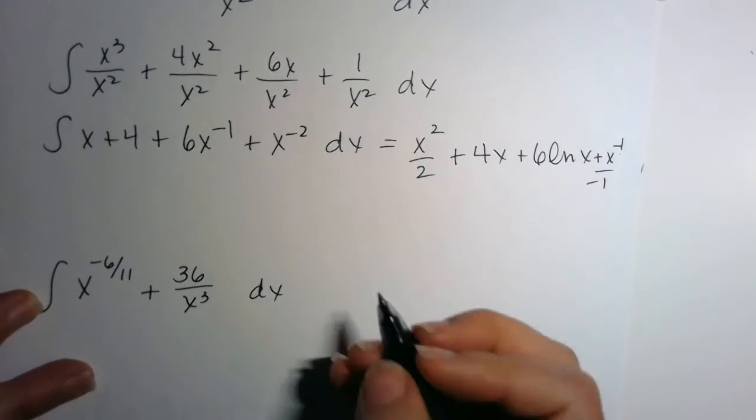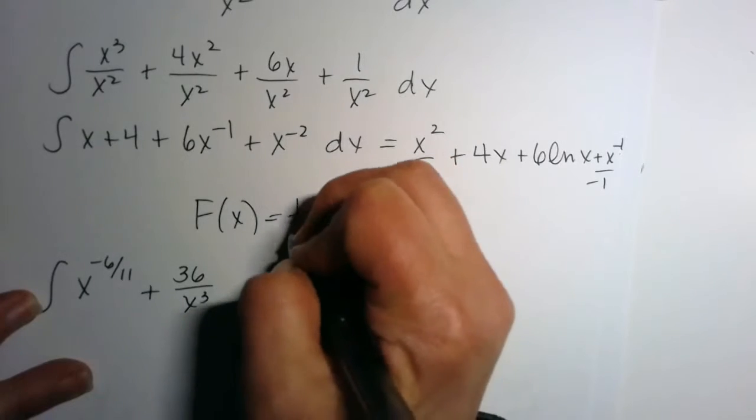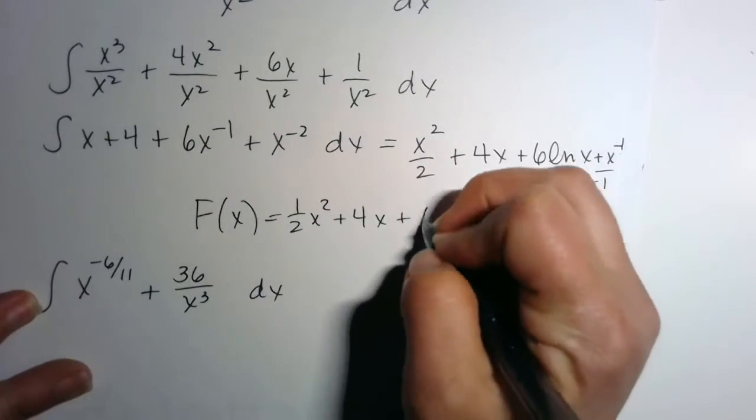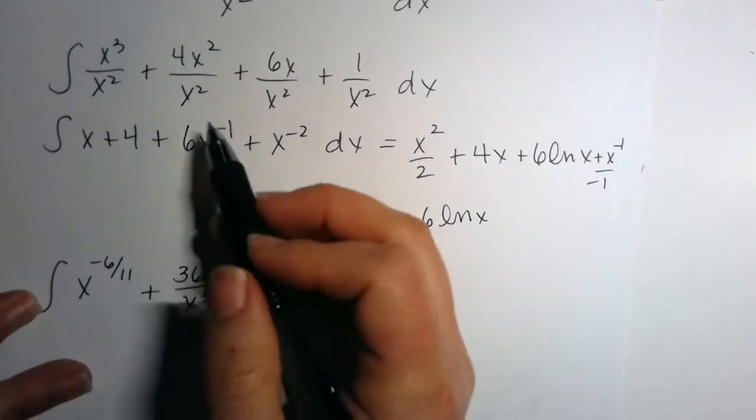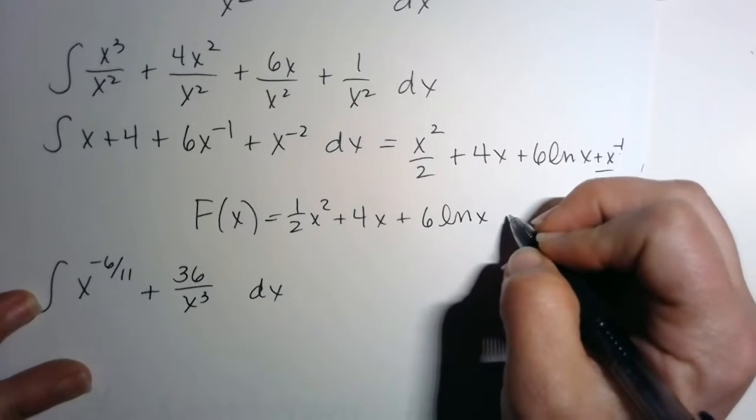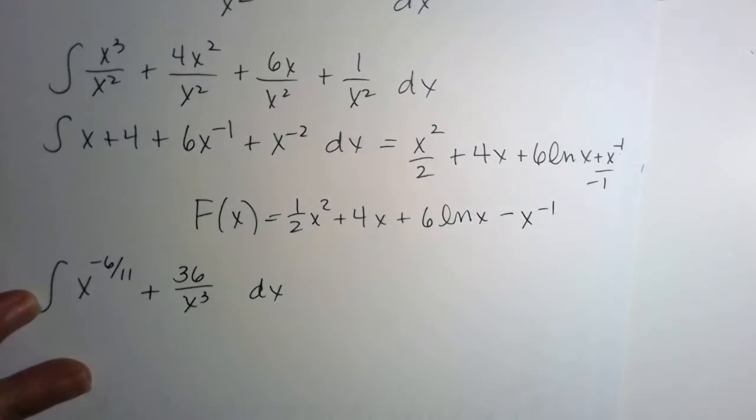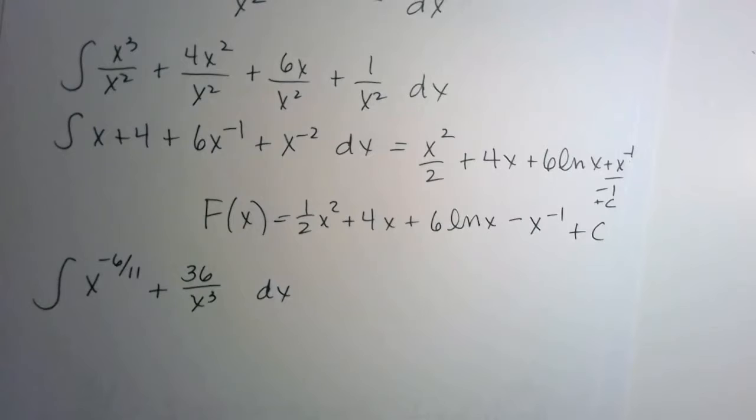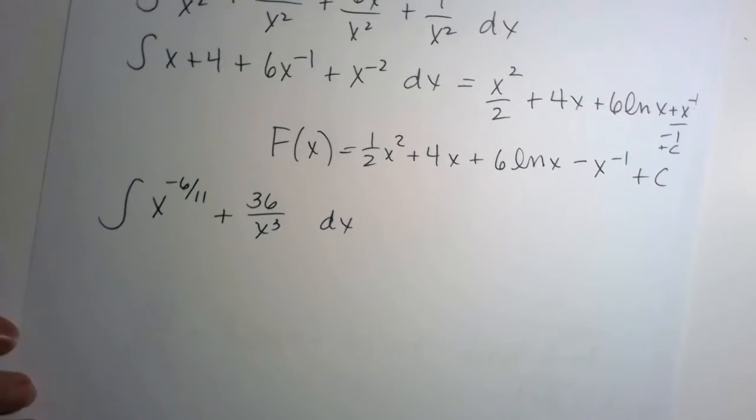Okay, so just rewriting that, my capital F is 1/2 x squared plus 4x, and then plus 6 times the natural log of x. So x to the minus 1 is natural log, the 6 just sits there. And then I'm going to end up with minus, I can write it as x to the minus 1, plus my c. Oops, forgot it up here. Sorry about that. Okay. All right, so I have some complicated powers here.